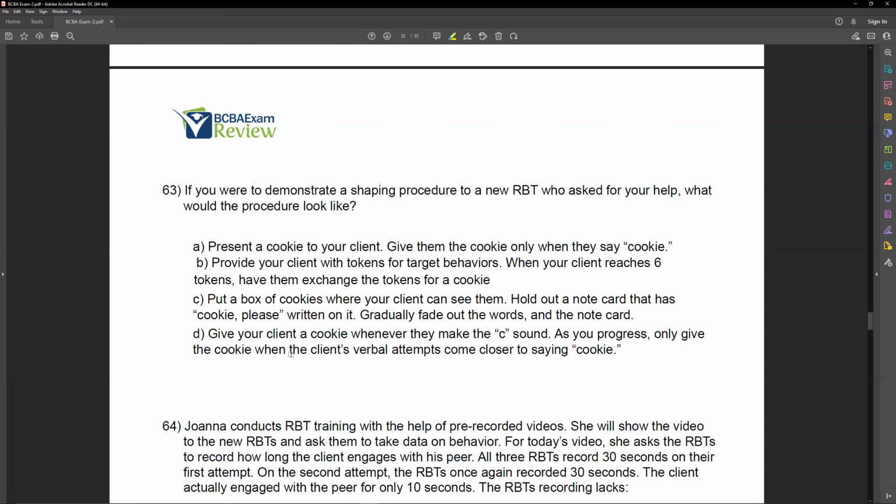That leaves us with D. Give your client a cookie whenever they make the C sound. As you progress, only give the cookie when the client's verbal attempts come closer to saying cookie. What do we have? We have a beginning of a behavior, we have a terminal behavior, and we have successive approximations, aka only give the cookie when the client's verbal attempts come closer to saying cookie. D is great, perfect for shaping, right? D is our answer.